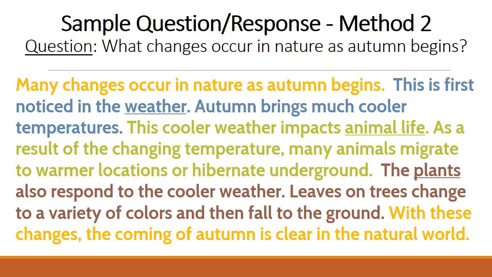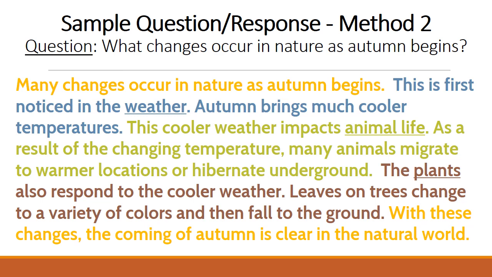Many changes occur in nature as autumn begins. This is first noticed in the weather, so here's my first point about the weather. Autumn brings much cooler temperatures. There's my example. Next, I move on to my second point. This cooler weather impacts animal life. As a result of the changing temperature, many animals migrate to warmer locations or hibernate underground. There's my example. Finally, my third point about plants and an example sentence.